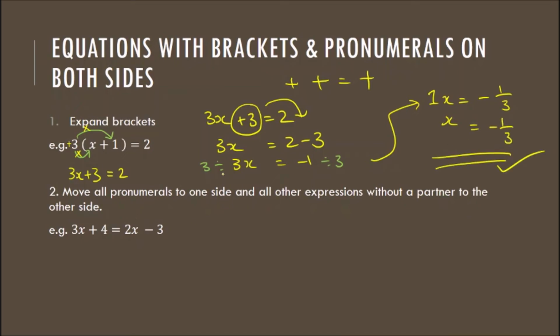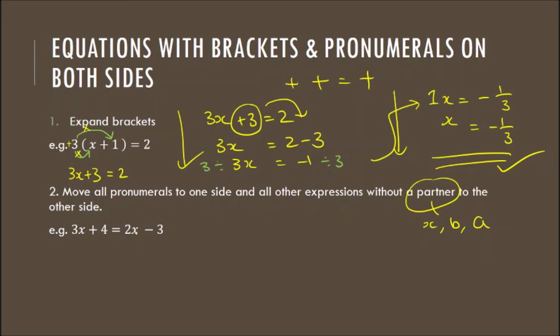This question here. Alright, so we're just working this way. Now, you've got to move all the pronumerals to one side and all other expressions without a partner, I'm saying like x, a letter, essentially, to the other side. Okay, that's because it's easier to calculate.